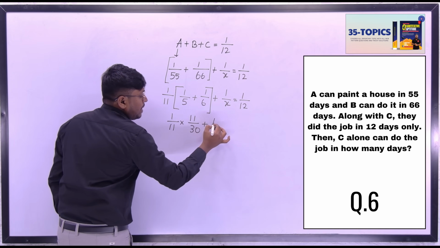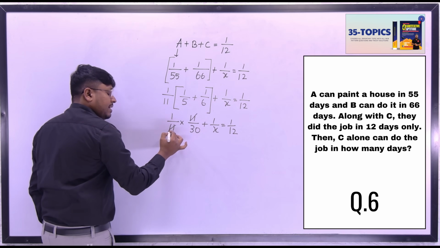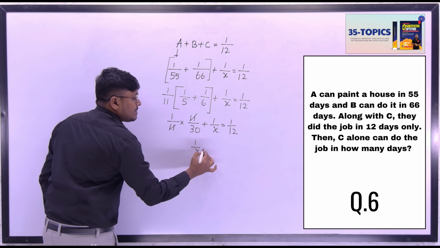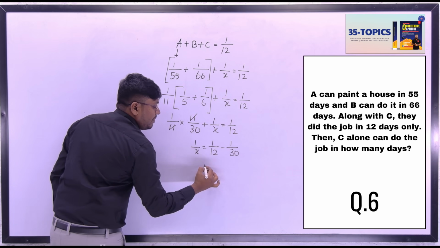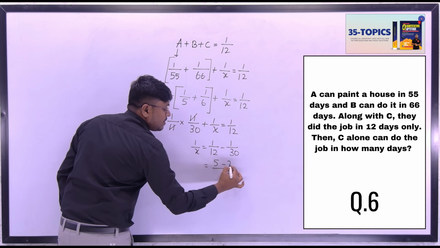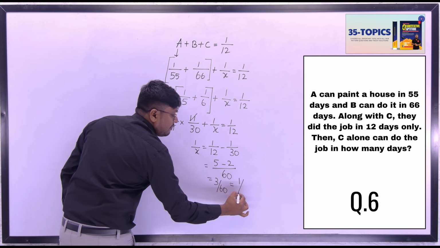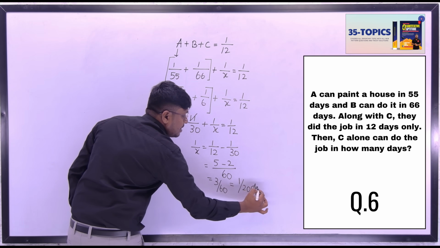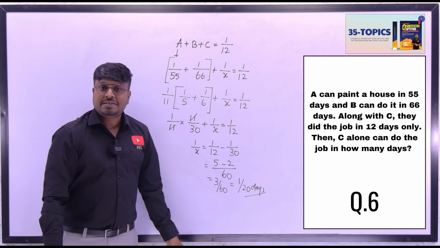So plus 1 by x is equal to 1 by 12. Now we can cancel 11 and 11 here. So 1 by x is equal to 1 by 12 minus 1 by 30. Now we can take the LCM here as 60. So this will be 5 times, this will be 2 times. So 3 divided by 60, the result will be 1 by 20. That means C alone will complete the piece of work in 20 days.